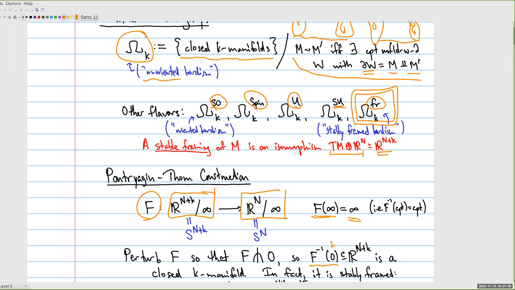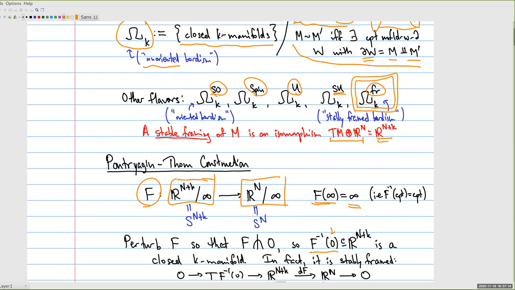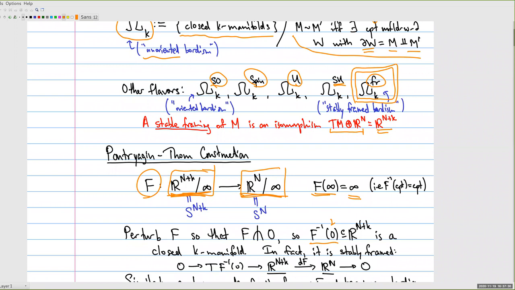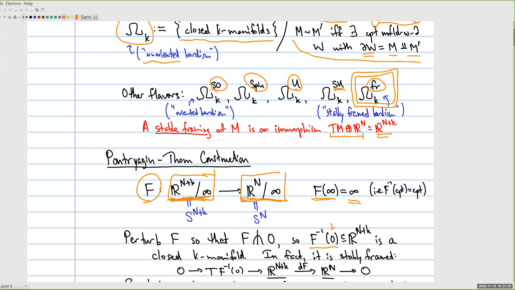In fact, it's not just any closed k-manifold. It comes naturally equipped with a stable framing, because of the derivative of your map. This is a map from R^(n+k) to R^n, and the kernel is just the tangent space to the fiber. I distinguish the trivial bundle R^n by this underline, so this is a trivial bundle R^(n+k) over some space versus simply the space R^n. Okay, so we're in a topological setting, so every short exact sequence splits. So this is the same thing as an isomorphism between the tangent space to f inverse of zero plus R^n and R^(n+k). So this is exactly a stable frame.